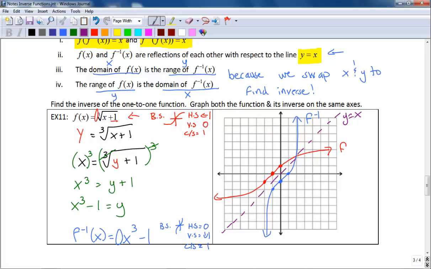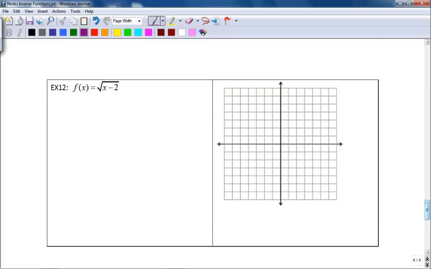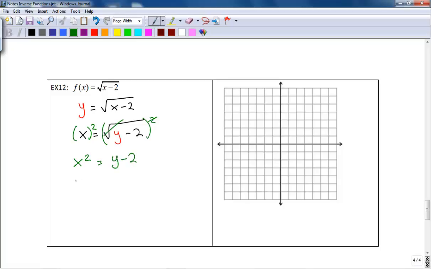All right, let's look at example 12. Example 12 is f of x is equal to the square root of x minus 2. First thing I need to do is replace my f of x with y. Now I need to swap my x and my y. Now we need to solve for y. I have to undo a square root, so let's square both sides. So I end up with x squared is equal to, the square and the square root cancel, y minus 2. Solving for y, I get x squared plus 2 is equal to y. Replace y with f inverse, so f inverse of x is equal to x squared plus 2.